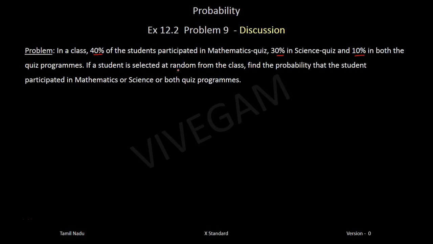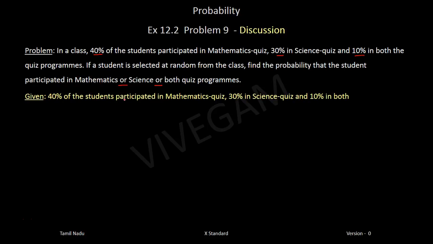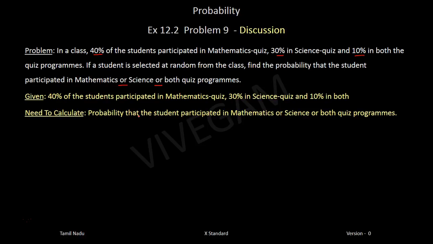Then look at it. A student is drawn at random. The probability of participating in maths or science or both the quiz programs. This is A, this is B, and this is A intersection B. So this is nothing but probability of A union B. That's all it is. So let's get going. 40% of the students participated in maths quiz, 30% in science, and 10% in both. This is what is given. We are asked to find the probability of selecting a student who participated in maths or science or both the quiz programs, right?